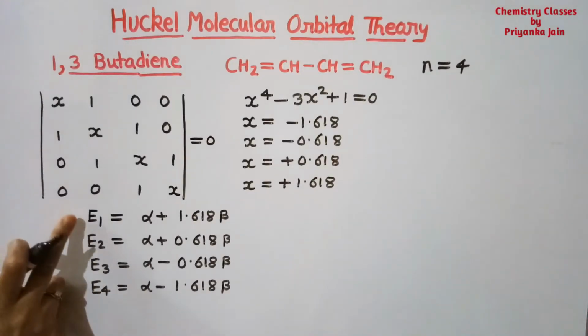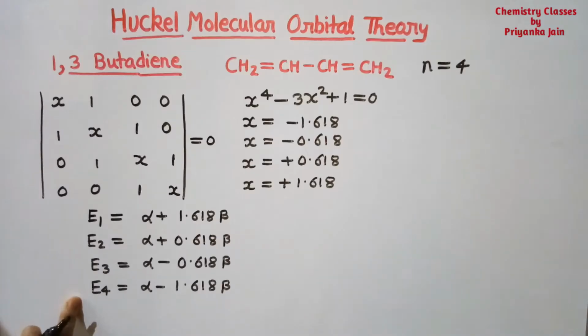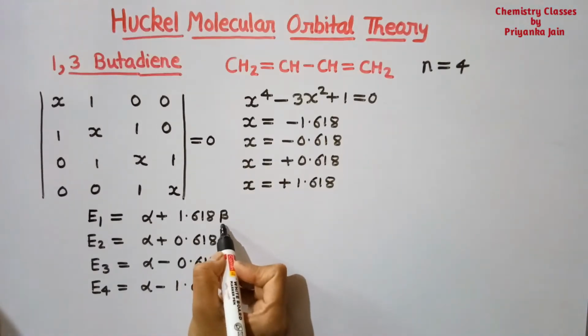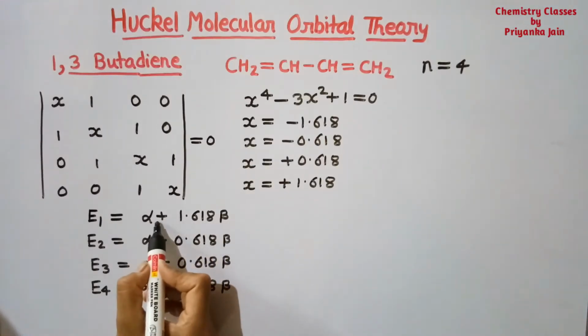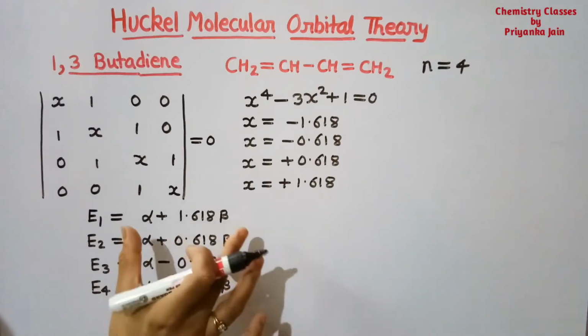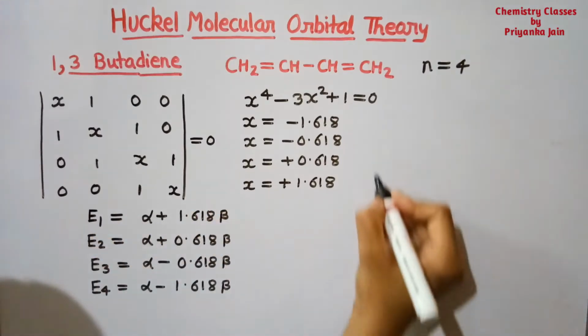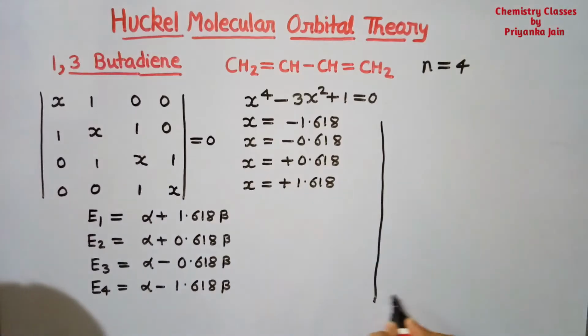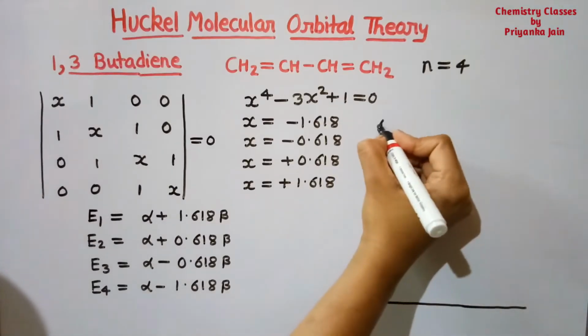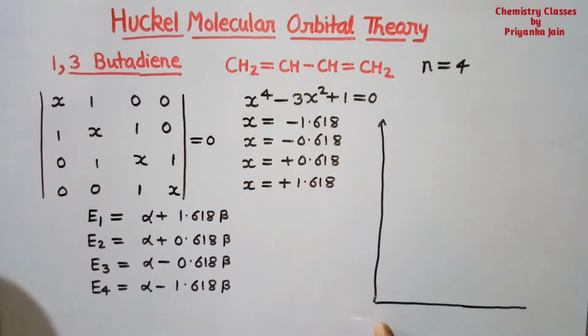Now we have to see their order. It means which one is lower in energy and which one is higher in energy. So we know that this beta is always negative. So this positive value, this is the highest value now. So this will be lower in energy. It means when we are plotting a graph in this way, these are the energy levels. When we are seeing the energy levels, then the lowest one will be this E1. It means alpha plus 1.618 beta. This will be the lowest level.